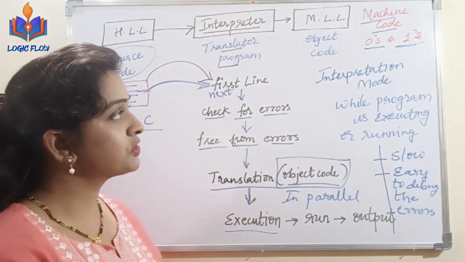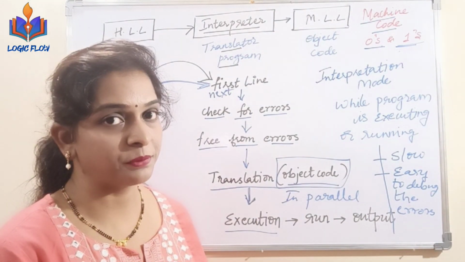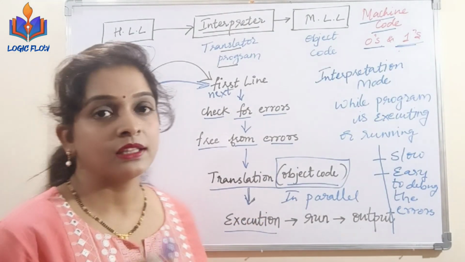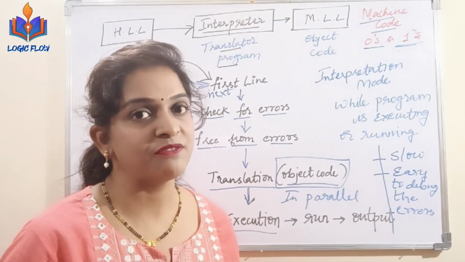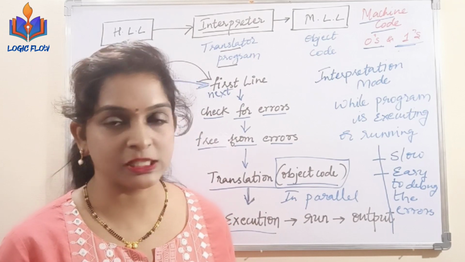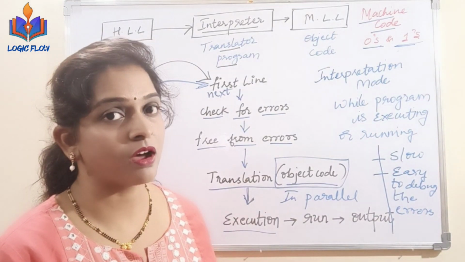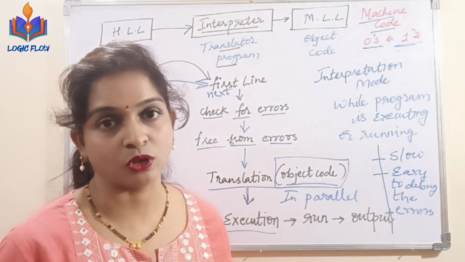So I hope you have understood the compiler and interpreter. The last thing I can say here is that the compiler is used by high level languages like C and C++, whereas the interpreter is used by Java, C# and Python.